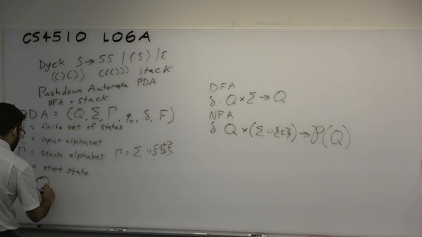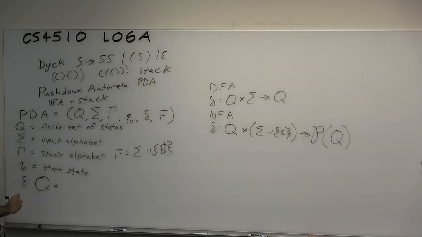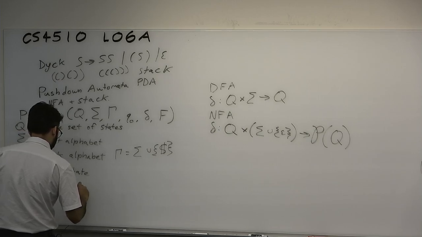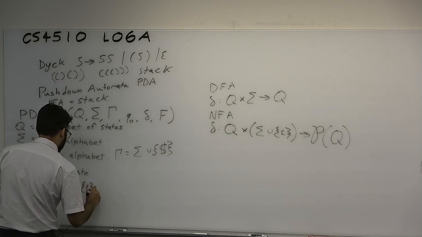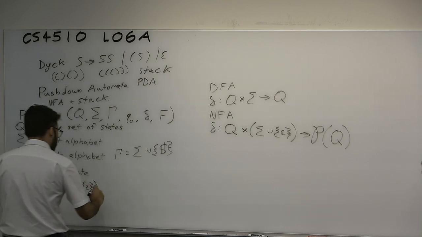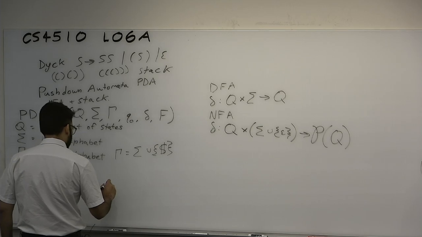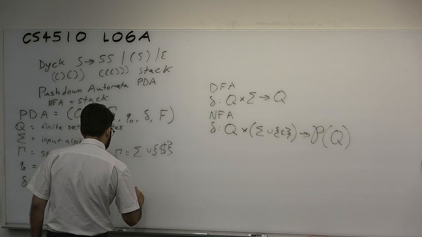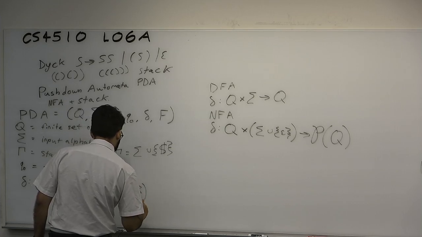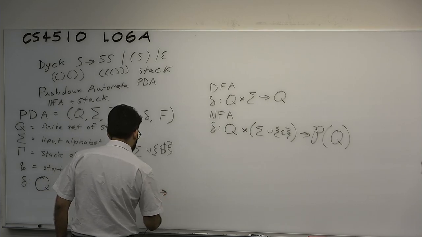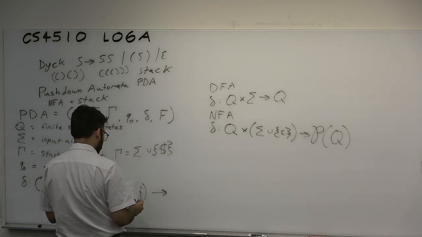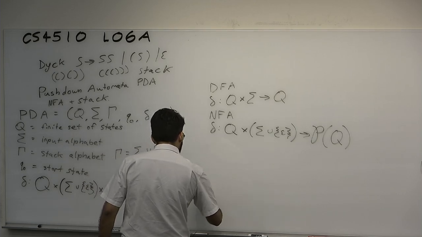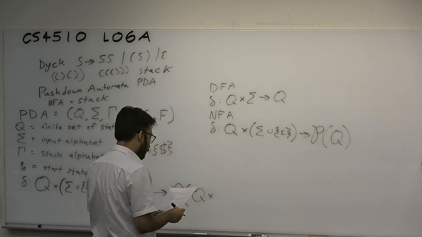We're going to take a single state. Now we want to be able to read a symbol off the input, or not. We can choose not to read the symbol. And then we want to read a symbol off the top of the stack, or not. So we can also skip reading the top of the stack. And we're going to go to a power set because we want to go to multiple states. But then we don't want to just go to a single state, but we want to also write a symbol on the stack.